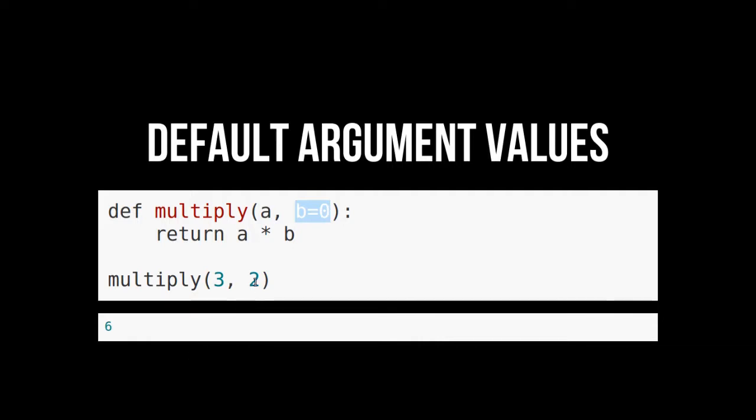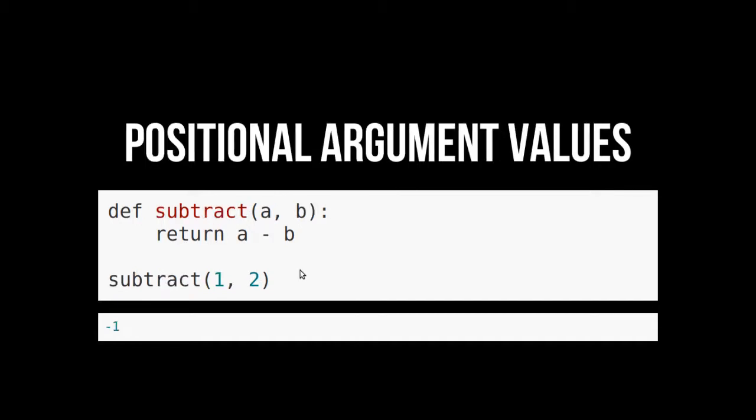If you do give a second argument, like 3 and 2, it actually does multiply them correctly. And this is where we get into our thing of the positional arguments. So we're going to change up our function and have it be a subtract function. So subtract takes a and b, and then subtracts b from a. So if we do this here, so we do 1, so this is going to be 1 minus 2, we get negative 1. Because these are positional.